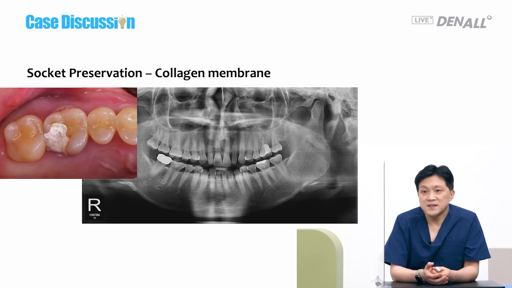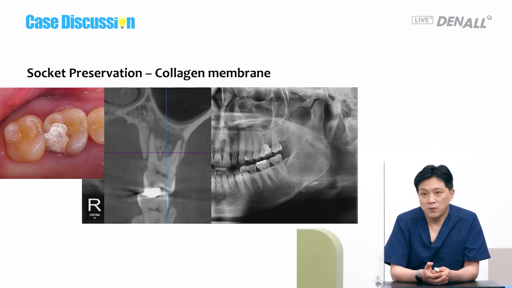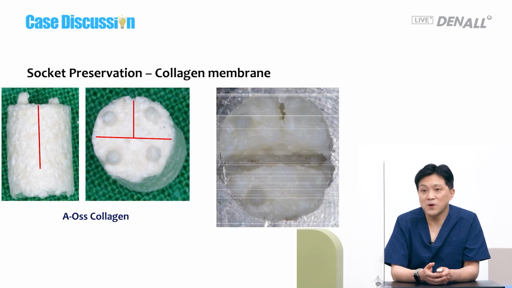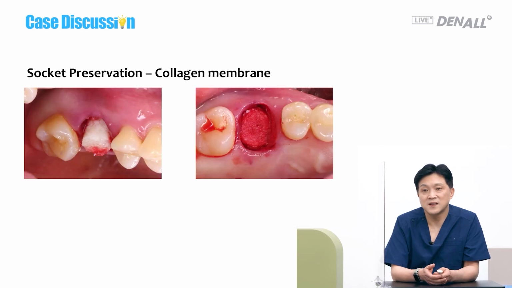Number 26 has a severe root caries and the bone is severely resorbed, so it was planned to be extracted. AO's collagen block, launched by Austin recently, is used for the socket preservation according to the root curvature of maxillary number 6. It would be cut easier if it is hydrated.